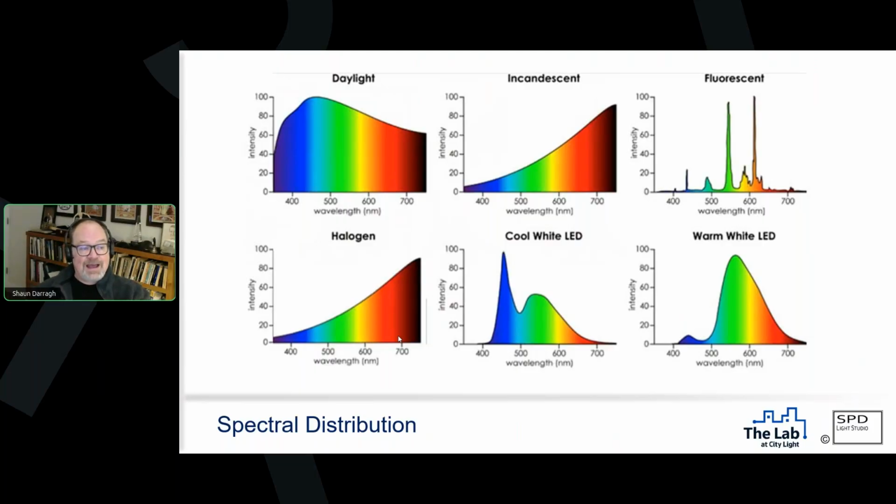So how we perceive the colors of the objects around us based on the light that's striking them has everything to do with the spectral distribution, right? So what kinds of bits of the spectrum are involved in the white light that we see.